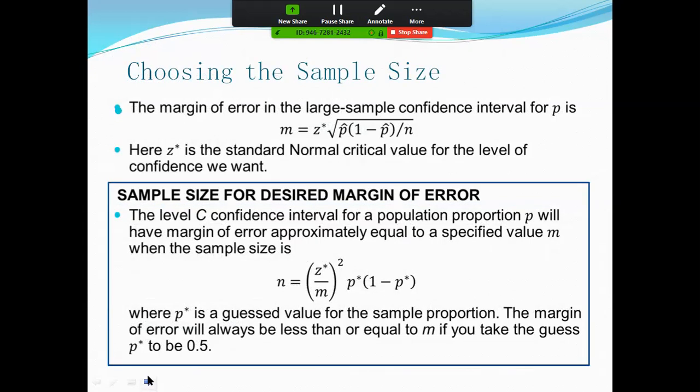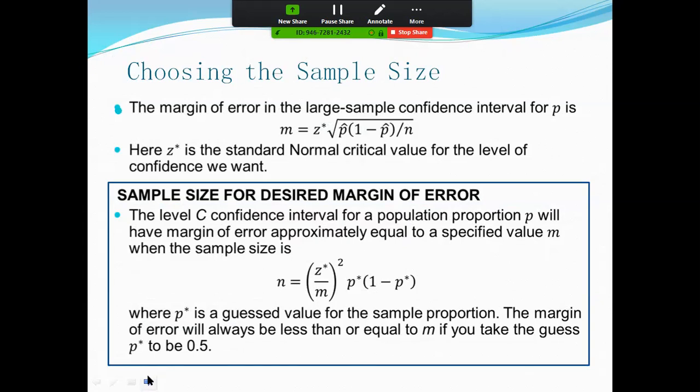Choosing the sample size. The margin of error in the large sample confidence interval for p is m equals z star times the standard error of p hat, which is the square root of p hat times 1 minus p hat divided by n. Here z star is the standard normal critical value for the level of confidence we want.